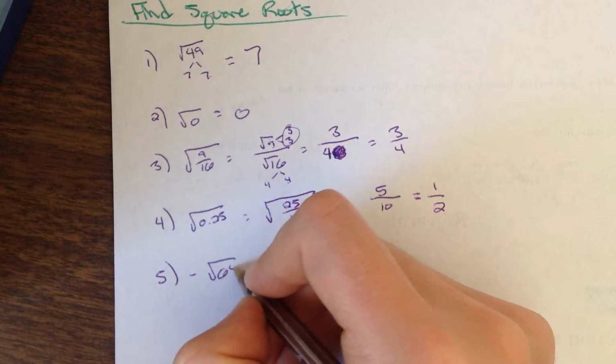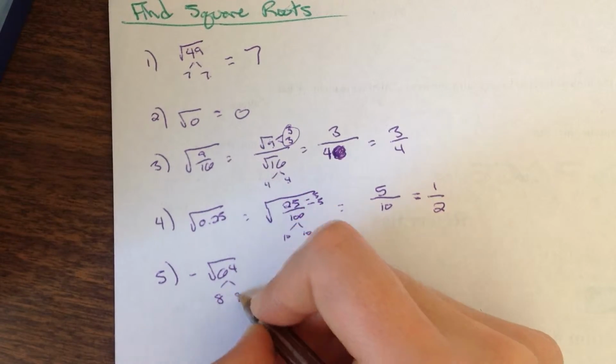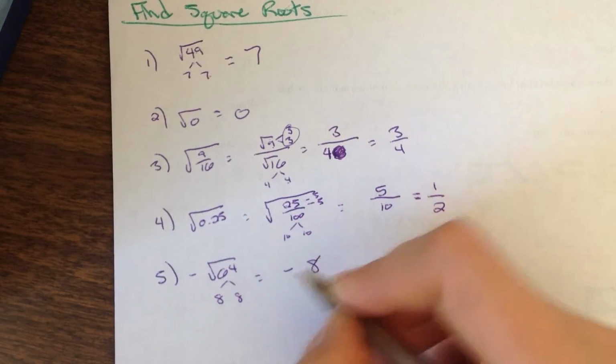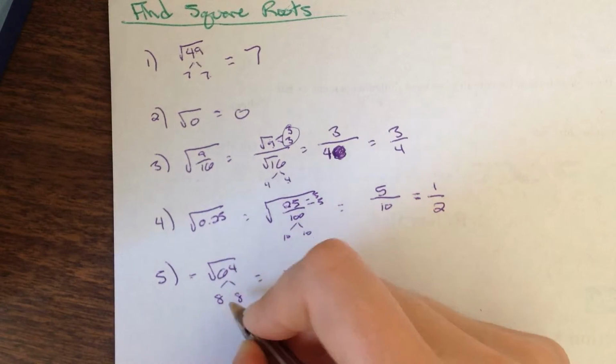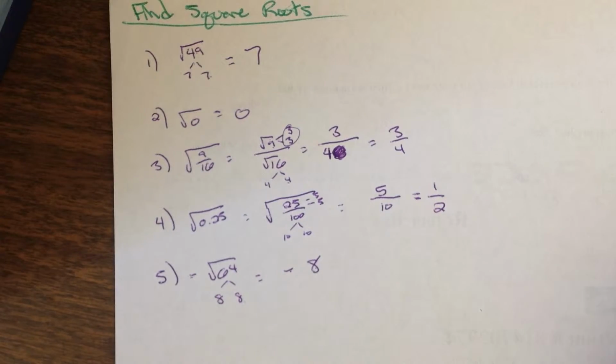Negative square root of 64, this is 8 and 8. So the negative up front tacks on, this breaks down to 2 8s, so the square root of it is 8, and the answer is negative 8.